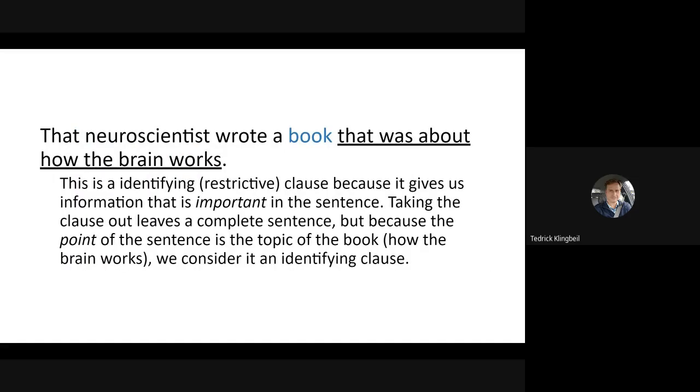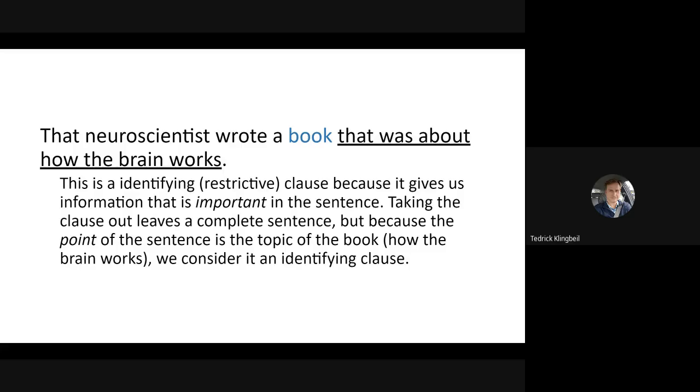Okay, here's another example. That neuroscientist wrote a book that was about how the brain works. Okay, so in this case, book is a common noun. It's not named, so therefore it's common. It's a common noun and not a proper noun. This is an identifying or restrictive clause because it gives us information that is important in the sentence.